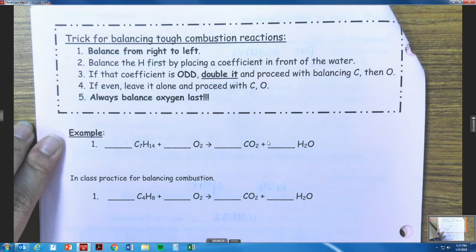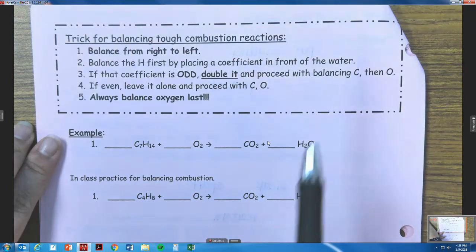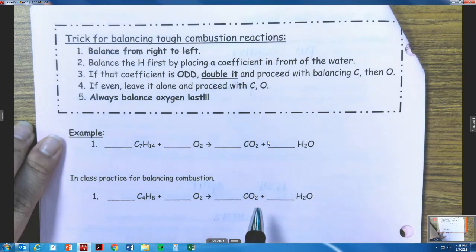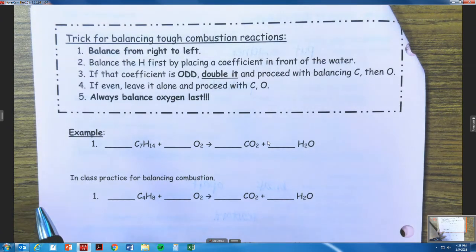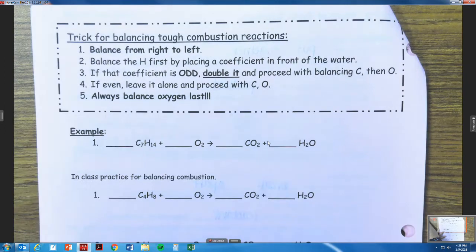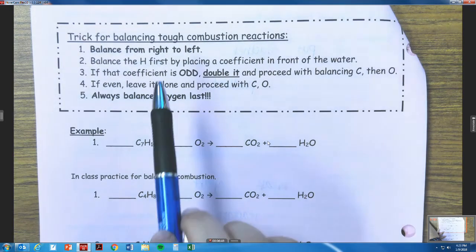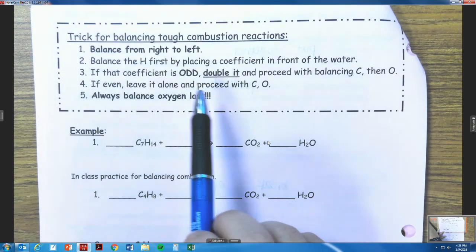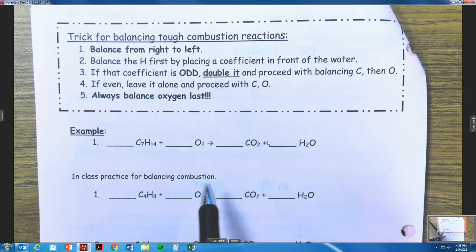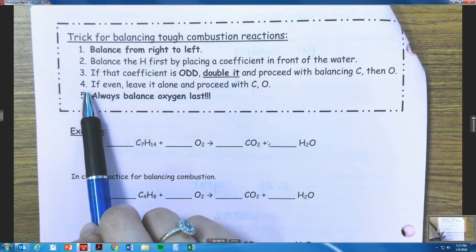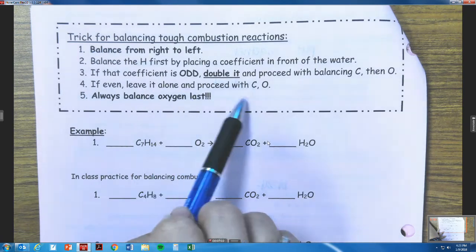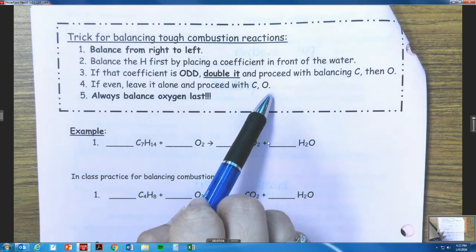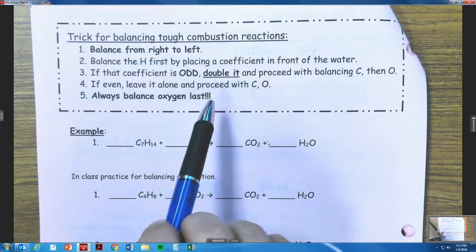Okay, so your first step is always balance from right to left. So we're always going to start on our product side of the reaction. Our next step is to balance the hydrogen first by placing a coefficient in front of water. If that coefficient in front of water is odd, we are going to double it and then proceed with balancing carbon, then oxygen. If it's even, you're going to leave it alone and proceed with carbon and oxygen. And then number 5, always balance oxygen last.